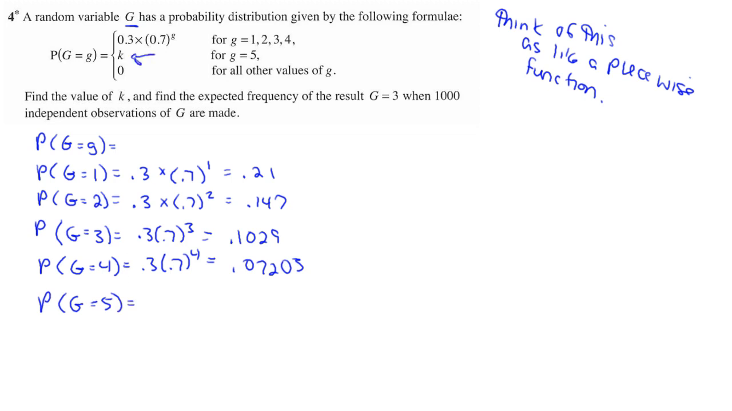And then when g is equal to 5, well, they tell us it's going to be k. Probability is going to be k. So now I've got all my probabilities. So what I want you to do is pause this and then create a probability distribution table. Start it back up when you're ready.